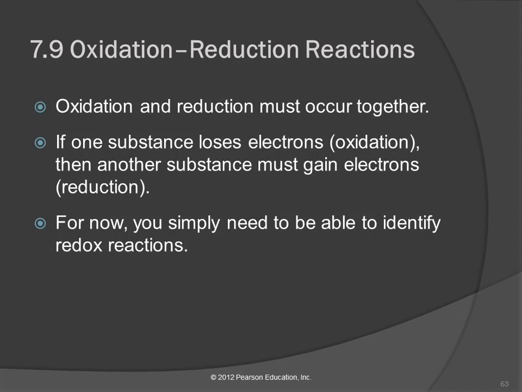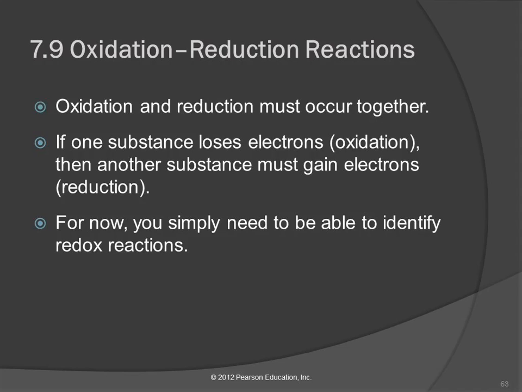Oxidation and reduction have to occur together. If one substance loses electrons, which is oxidation, then another substance must gain the electrons. I think of electrons as being tiny babies. You know, you don't just go out and set your baby down on the sidewalk and walk away, right? An atom doesn't just lose its electrons and the electrons are just out playing by themselves. They're too tiny. They have to be with someone.